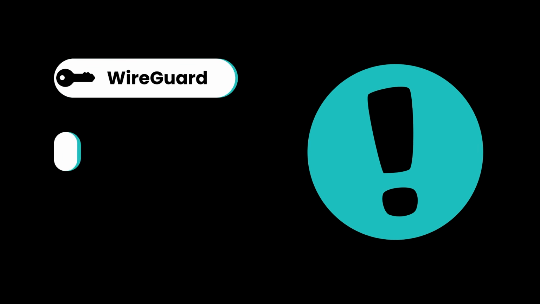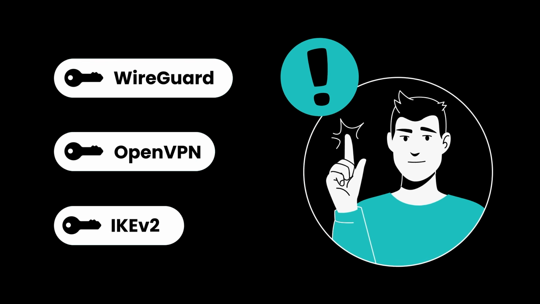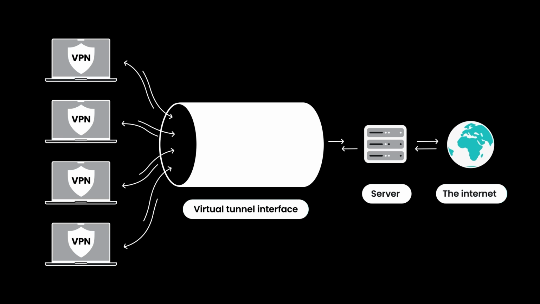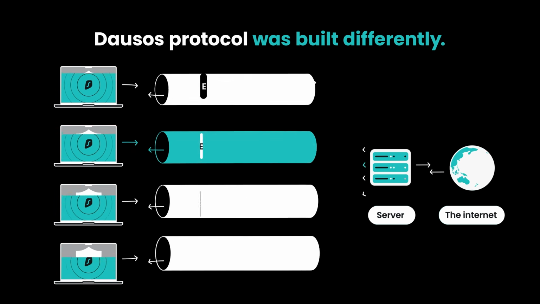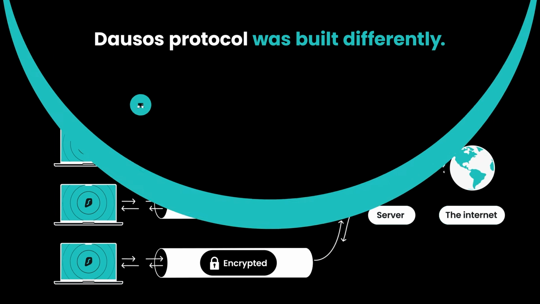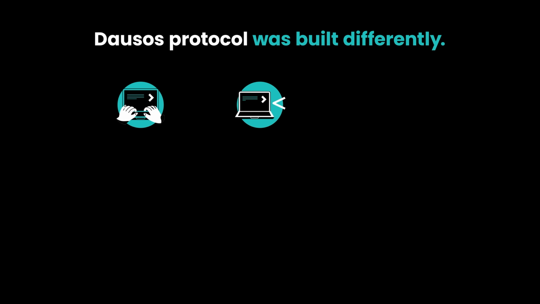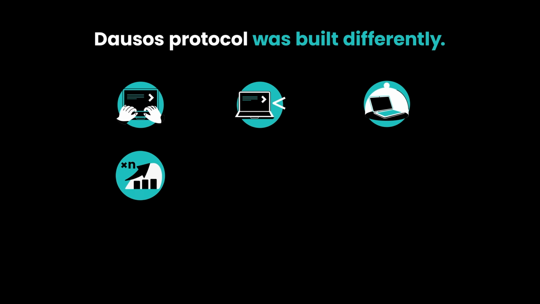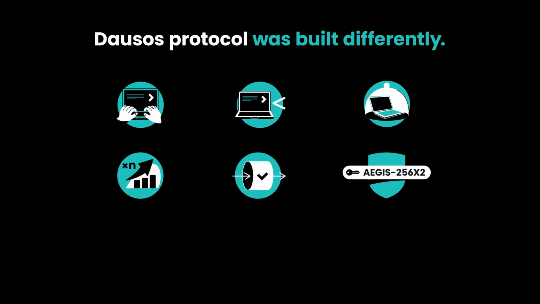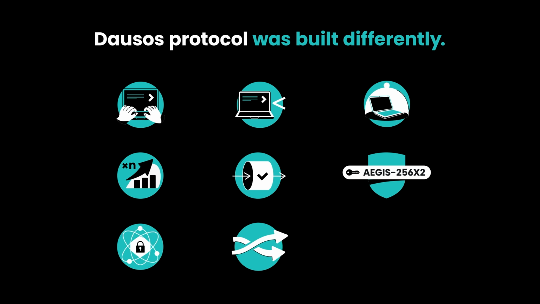Current protocols are powerful, built for general-purpose secure networking, but only later adapted for consumer VPN use. The Dausos protocol was built differently: built from scratch, built for scale, built for isolation, built for performance. Dedicated per-user tunnels, modern Aegis 256x2 encryption, quantum-secure principles, dynamic adaptation, independently audited. And this is just the beginning.